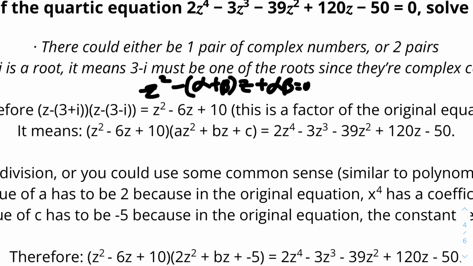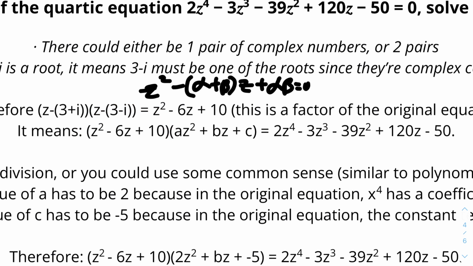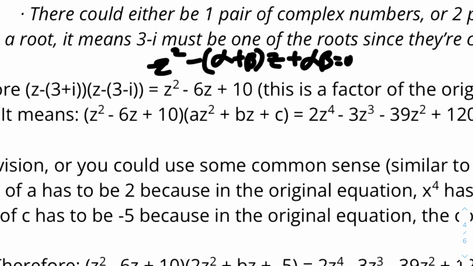So that means we know that this right here is a factor of the original equation, because this quadratic equation is made out of roots that are factors of the original equation. Here we have the quadratic equation that we expanded, and it has to be multiplied by another quadratic equation so that it gets to the form of the quartic equation. From here we can use common sense, or use polynomial identity and compare the coefficients. So let's look at this here.